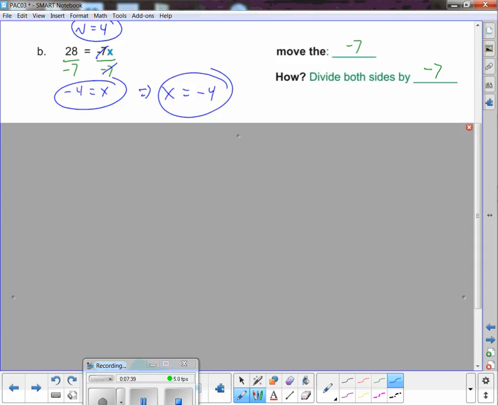There's actually a property. I don't know if I've mentioned it to you guys yet, the property that allows you to switch sides. Does anybody remember the name of it? Luke? That's not commutative, because though you may think order, but order is always on the same side. We're swapping sides here. It's different.